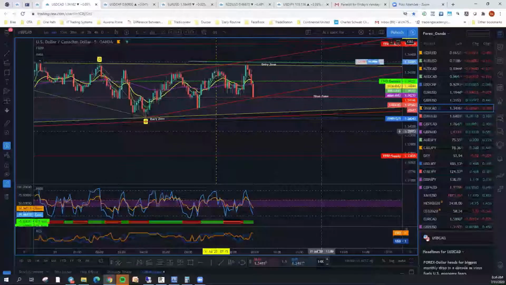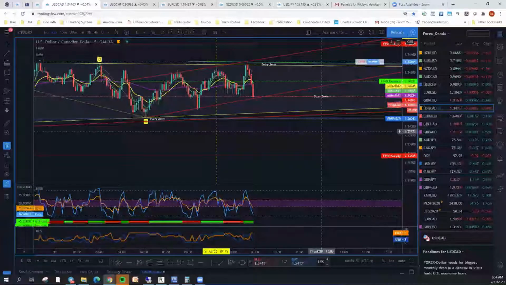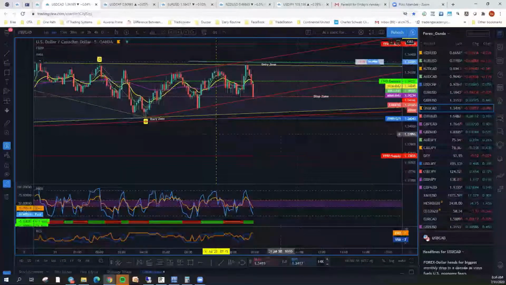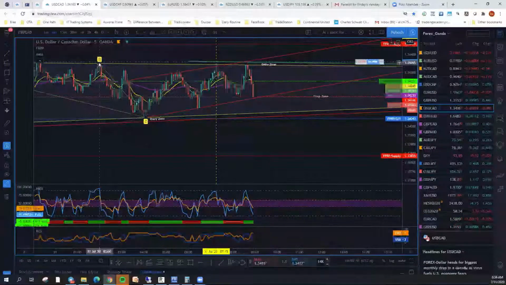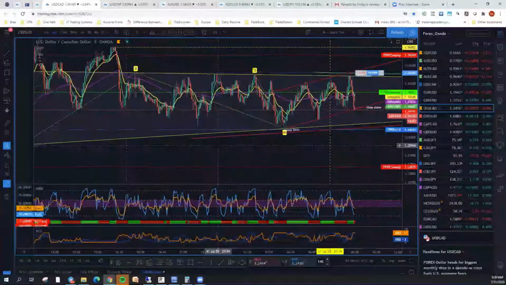I think we very well may test the bottom of the wedge. Could very well. Or it's going to magically pop up, and it's going to do one of two things. It's either going to go up or down, or it could go sideways, like it's been doing for the last couple hours.